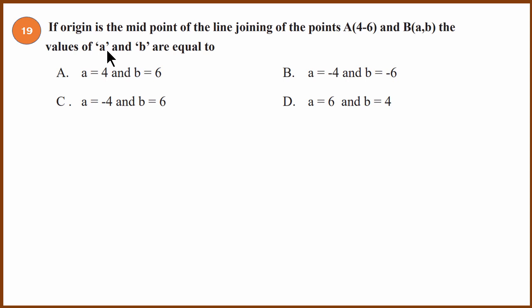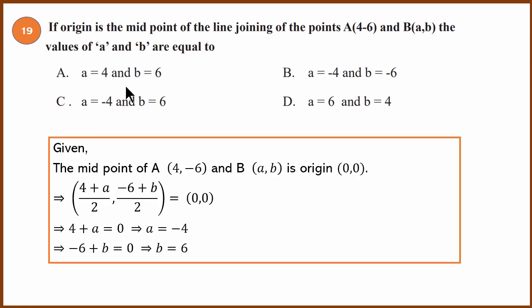So the midpoint of the line joining the 2 points is the origin. Okay, so what does that mean? Remember the formula. Given the points (4, -6) and (a, b), the midpoint is the origin (0, 0). So what does the midpoint formula say? You have to add them. Correct? (4 + a)/2 is the x coordinate of the midpoint, and (-6 + b)/2 is the y coordinate of the midpoint, right? This is the formula, straight. So this is (0, 0), correct? That is the origin.